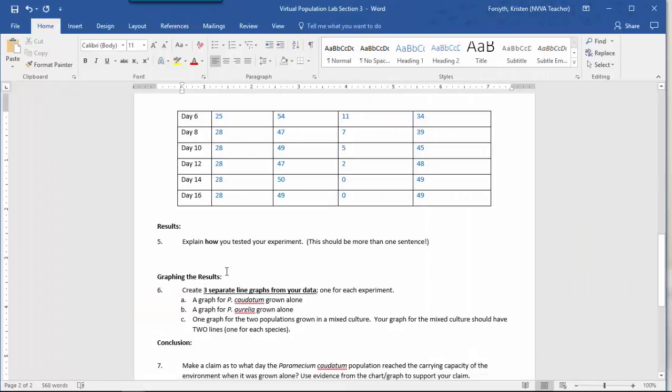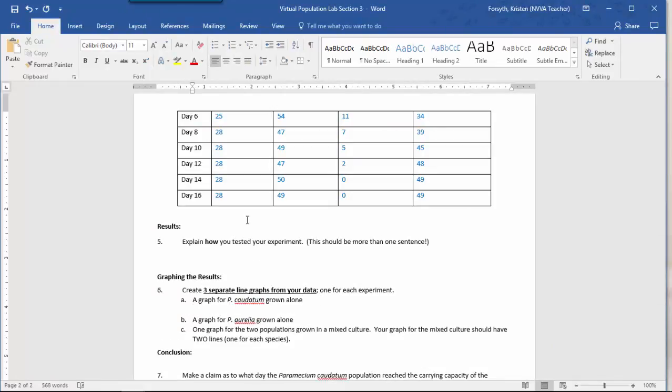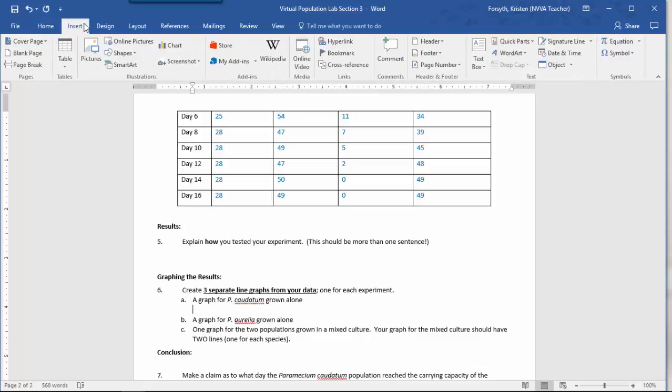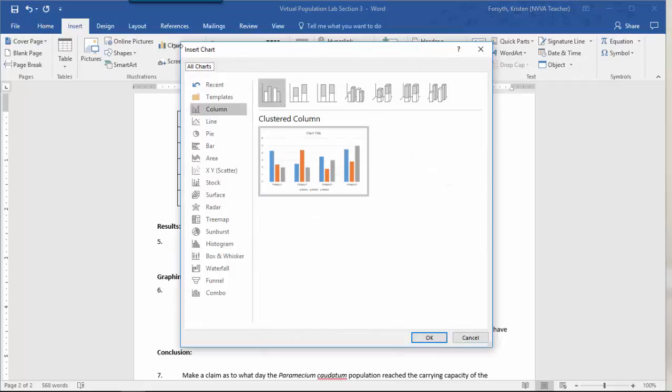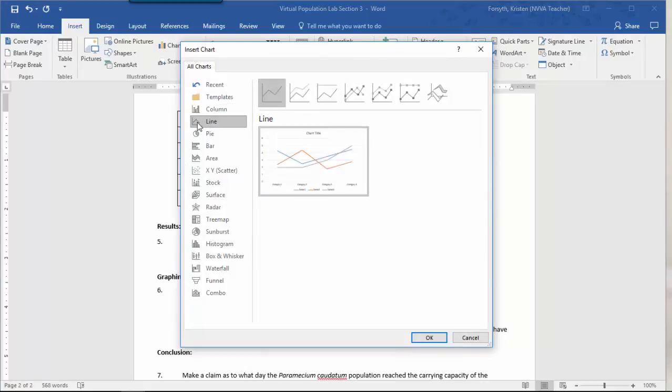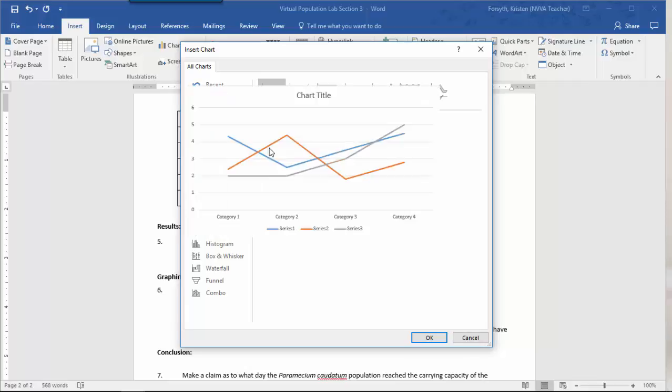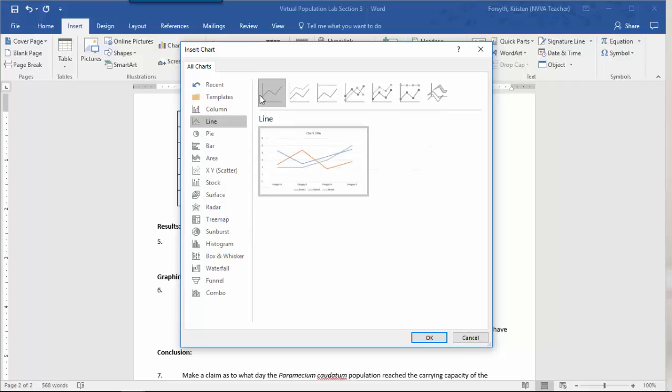Okay, so once you have your data in here, you're going to create a graph for P. caudatum alone. An easy way to do it is insert, and then you click on chart. Once you click on chart, you want to make it a bar chart for sure. I'm sorry, a line graph. That's what you're going to make, a line graph. It's going to be a single line graph, so just click the first one that you see. You can make it with the points if you want.